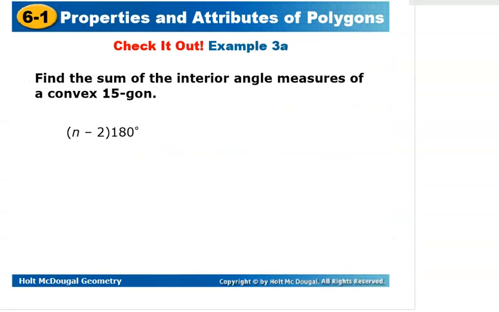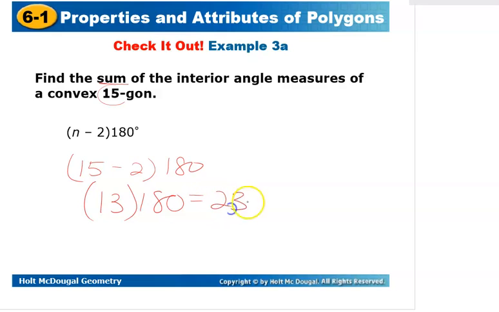Okay, now we're back to just words here. So find the sum, the total, just using a formula of a 15-gon. So 15 is the number of sides minus 2 times 180. So then we have 13 times 180. 2,340 degrees.